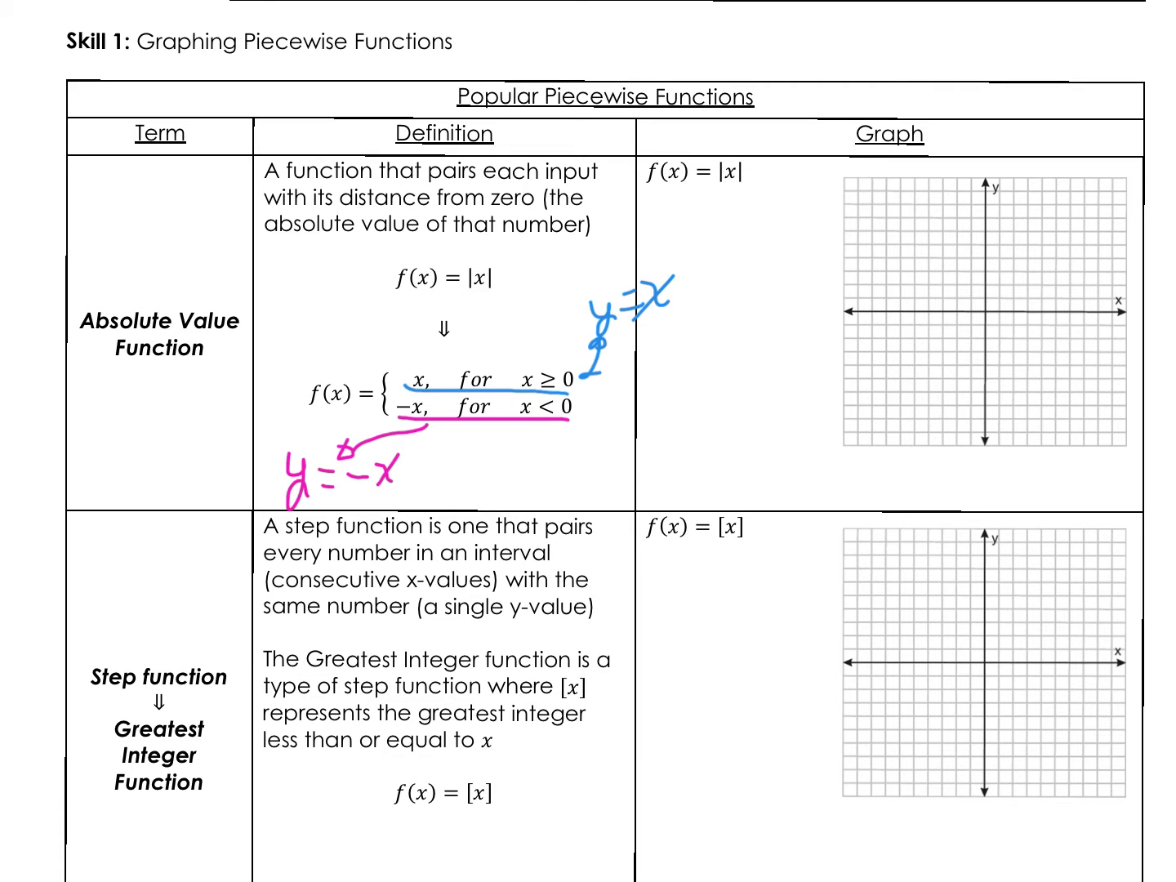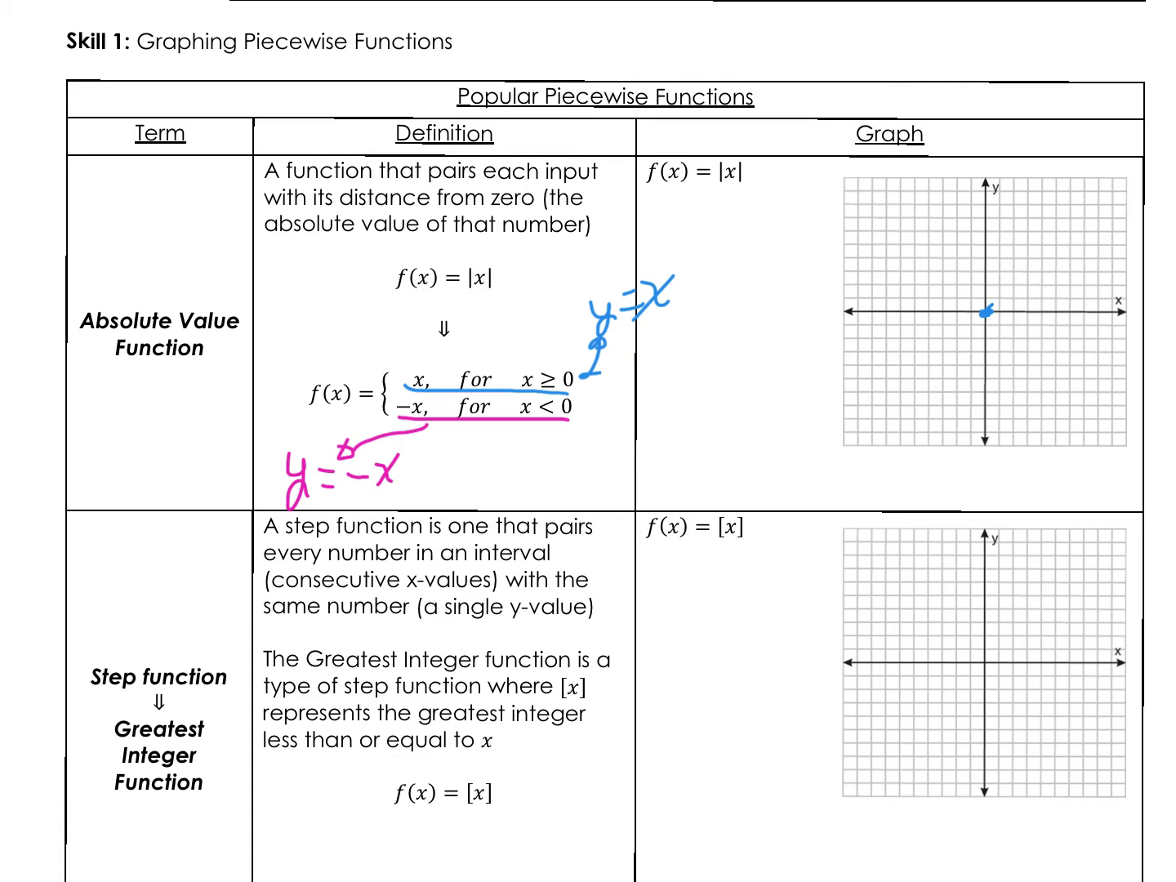So I am going to plot a point. If x is 0, then y is also 0. So I'm going to plot a closed point at 0, 0. There's a closed point. Then the next point I'm going to look at that's greater than 0 is 1. So if I plug in 1 into here, if x is 1, y is 1.